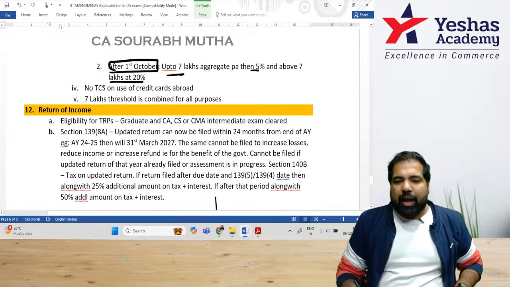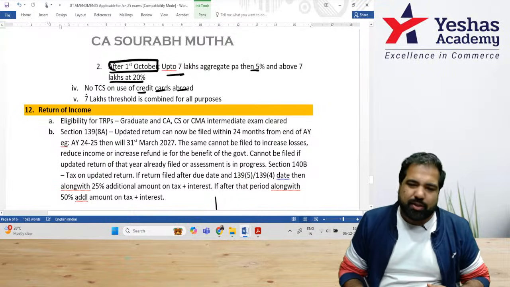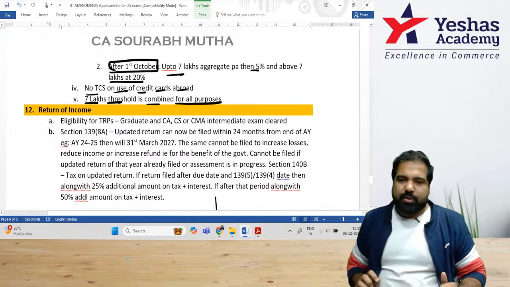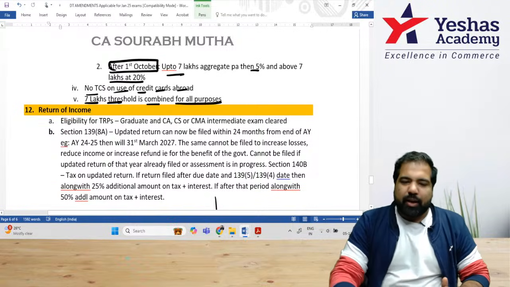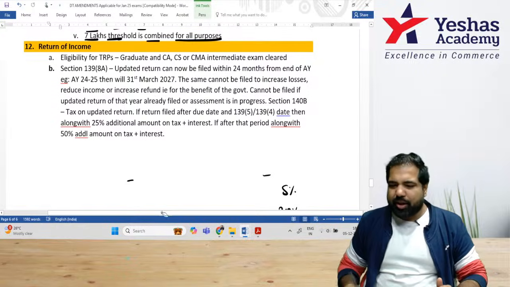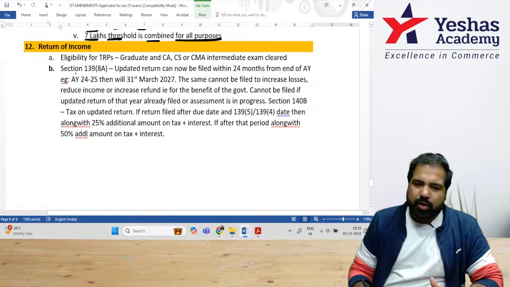All right. And guys, while you travel abroad, can you use your credit card abroad? Yes, no TCS on that credit card. And the 7 lakh threshold is combined for all the purposes. Perfect. And we come to the last one, which is return of income. Nothing major, guys. Two things which I have already spoken about. Let me speak about them once more.